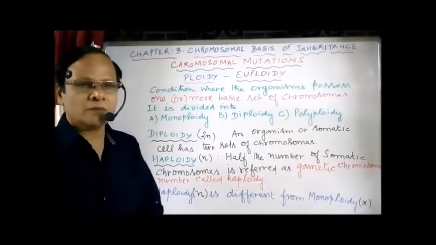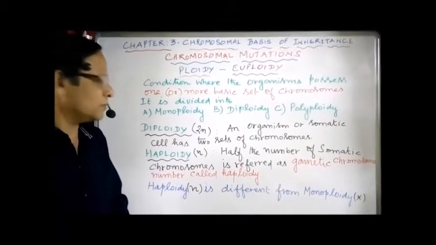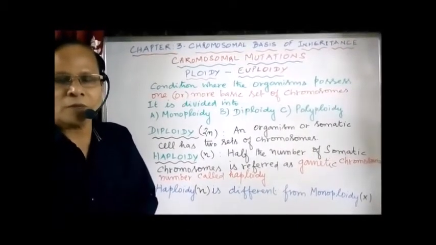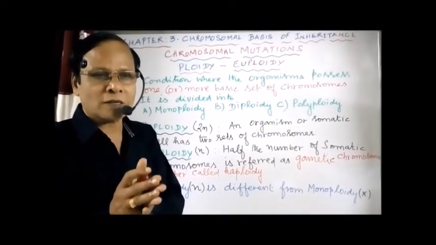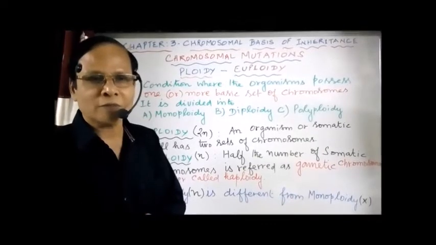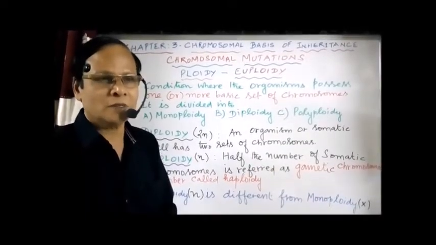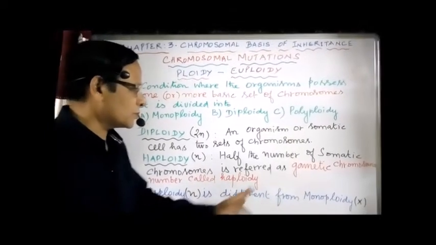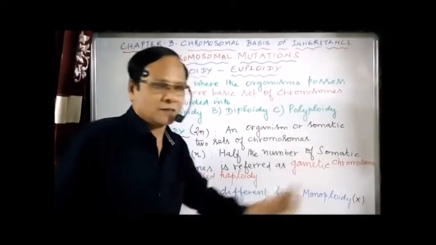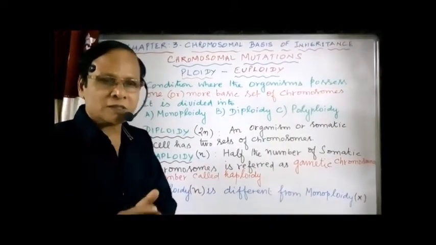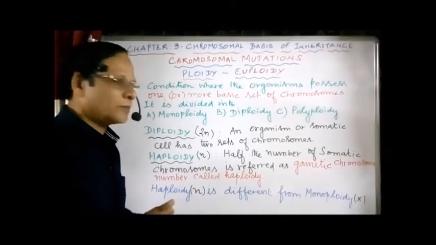It's called haploid. But here we are talking about monoploidy. Is there any difference between monoploidy and haploidy? Haploid condition is observed in the case of gametes. If the organism has a haploid set of chromosomes in somatic cells, then it's called monoploidy. If n number of chromosomes is found in gametes, it's called the haploid condition. If n number of chromosomes is found in the somatic cells, that is called monoploidy. So haploidy is different from monoploidy. The haploid condition is represented by the letter n, and monoploidy is represented by the letter x.